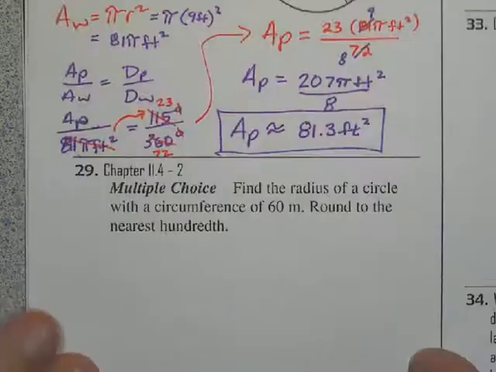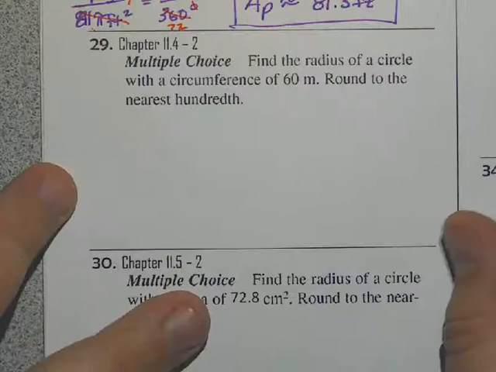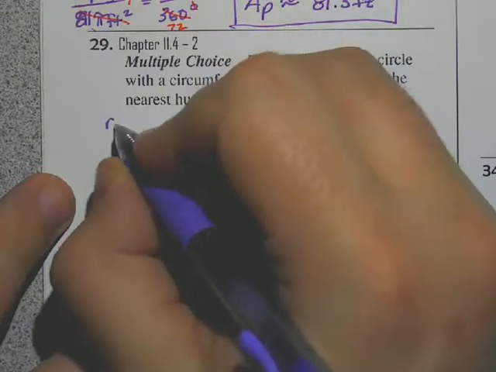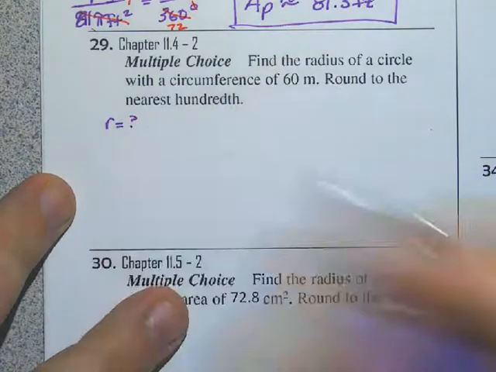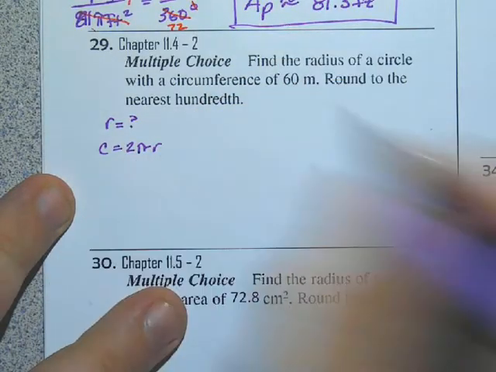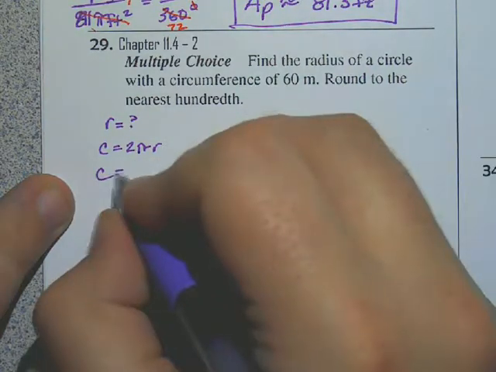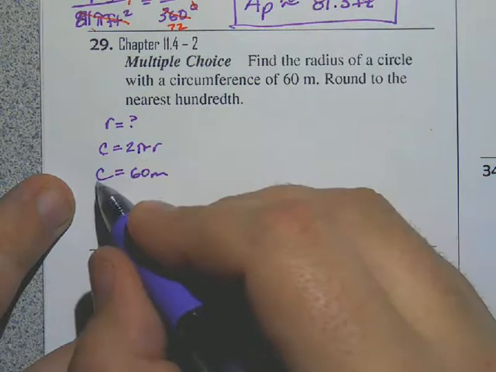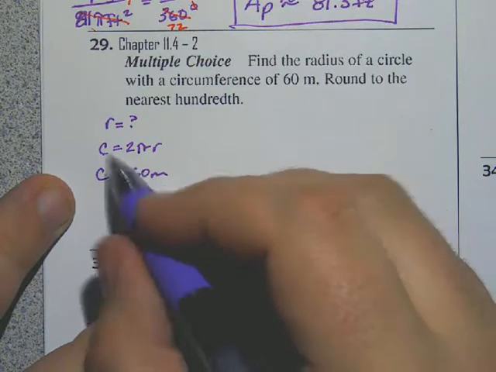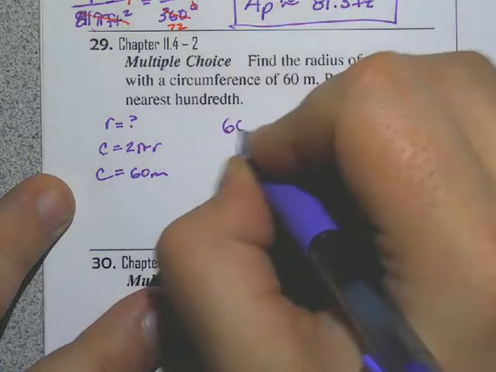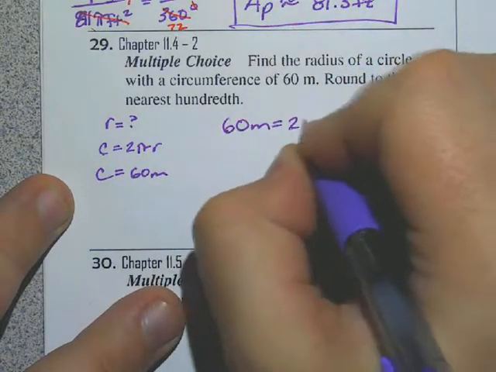Moving on to the next one. Find the radius of a circle with a circumference of 60 meters. So I'm wanting to find the radius, and I know the circumference equals 2 pi r. But they also told me the circumference also equals 60 meters. So I can replace this C with the 60 meters. And so I get 60 meters equals 2 pi r.